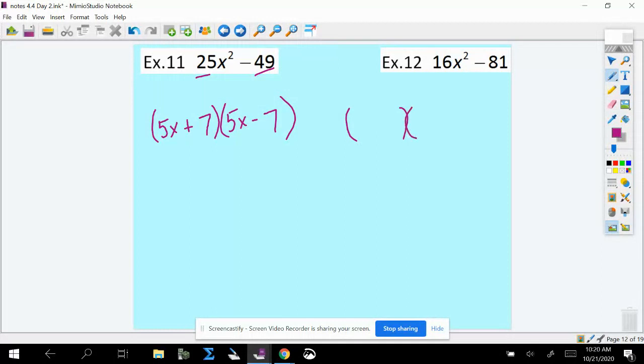Next one, again, we have a subtraction. 16x squared, you'll get a 4x and a 4x. One will be plus, one will be minus. And then 81, you'll get 9 and 9.